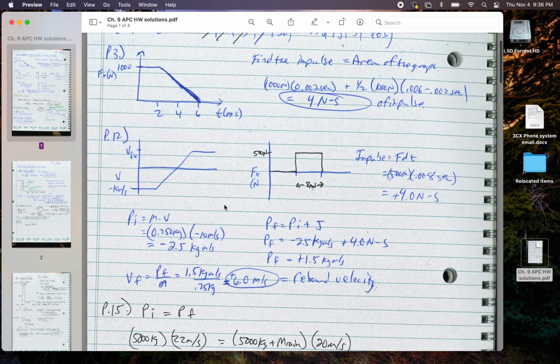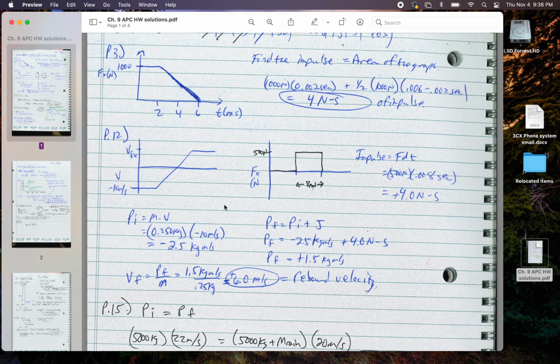For problem 12, it's indicating that you start at negative 10 meters per second. You're given an impulse. You have a final velocity. It's asking what that is for an object with a mass of 0.25 kilograms. So the initial momentum is negative 2.5 kilogram meters per second.